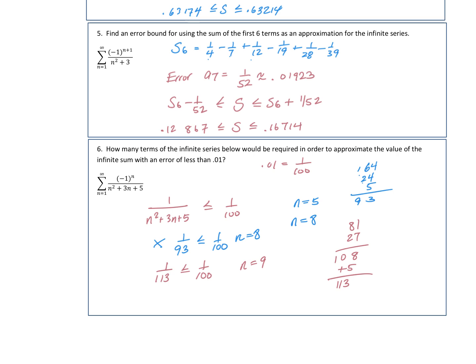So n equals 9. That means this is my error term. This is my error. This is the error, which means I have to sum up the first 8 terms. So to answer the question, n equals 8.